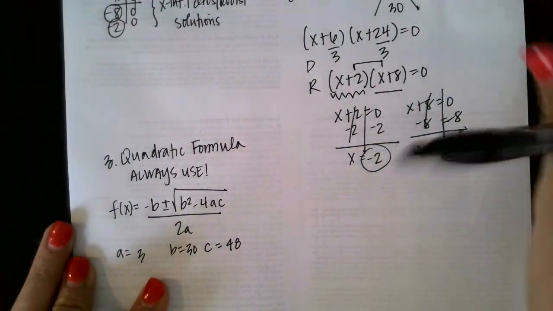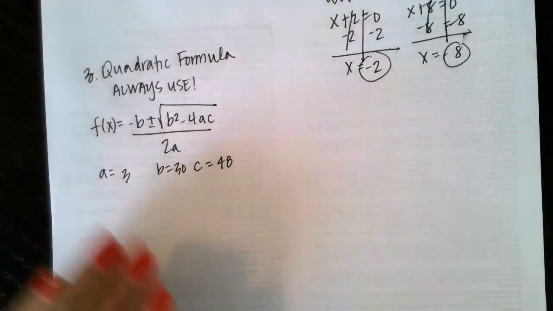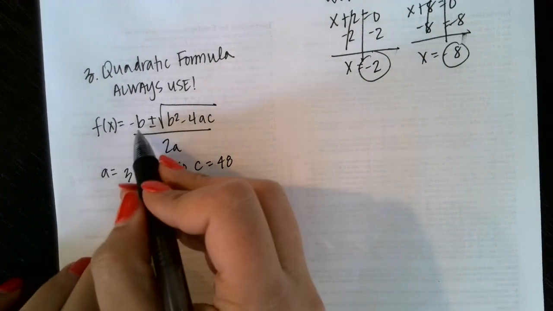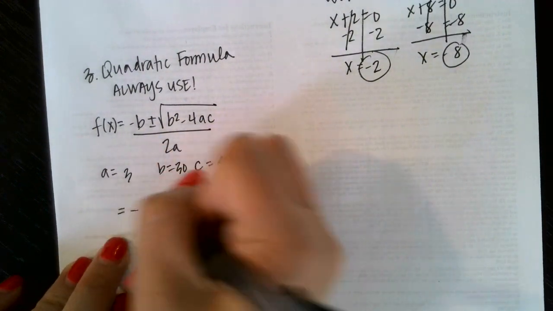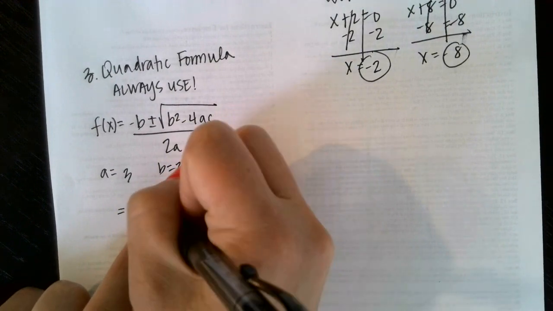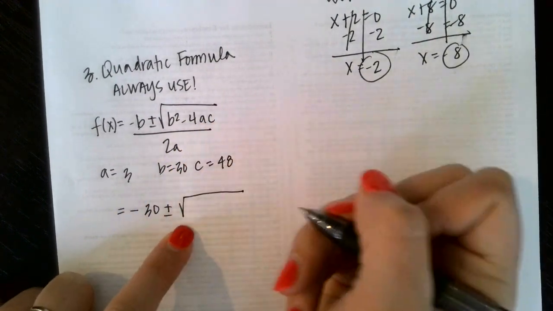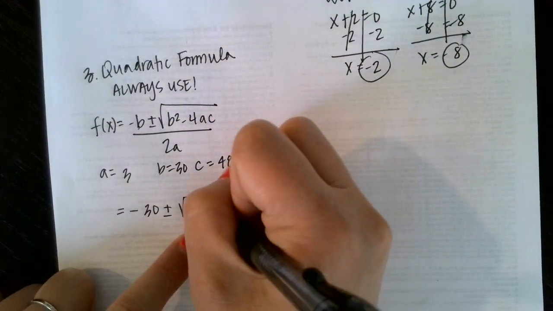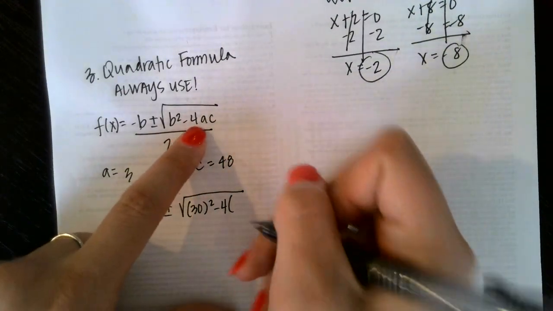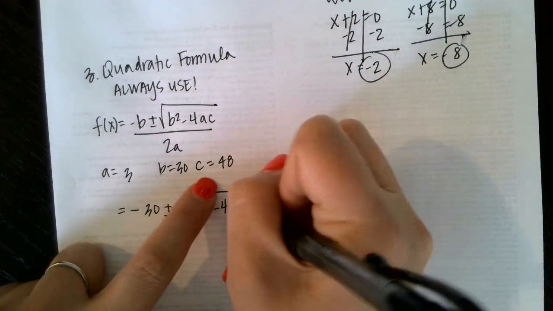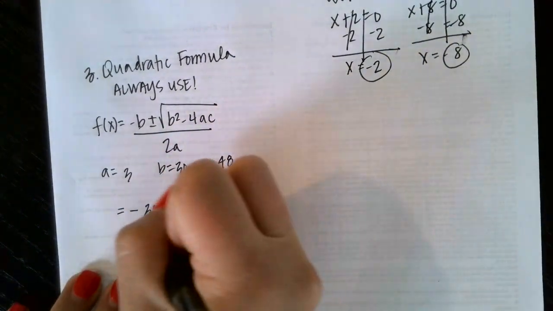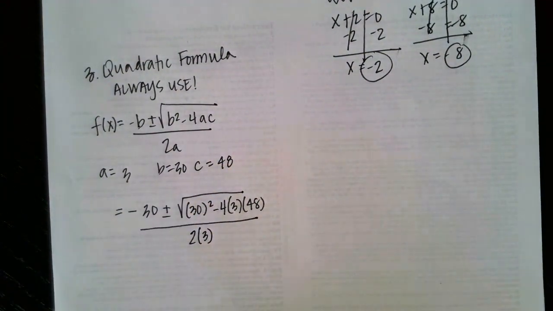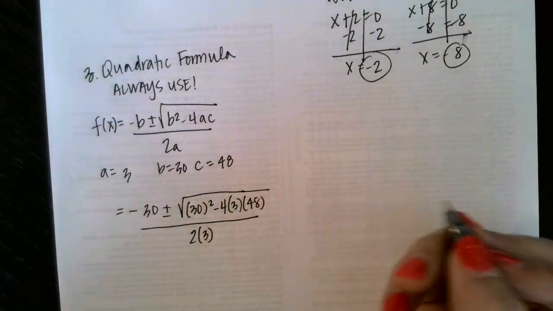And so now all I'm going to do is go through this equation, and instead of writing my variables, I'm going to write my numbers. So negative b, negative 30 is my b, plus or minus the square root of b squared, 30 squared. I'm going to put it in parentheses. Minus 4. A is 3 in parentheses. C is 48 in parentheses. All over 2a. And I'm putting all my numbers in parentheses because that means that I'm going to multiply.